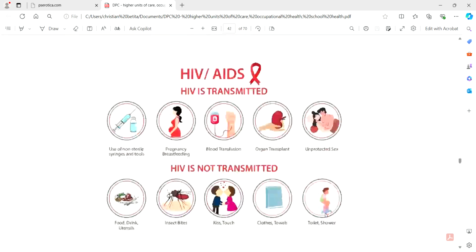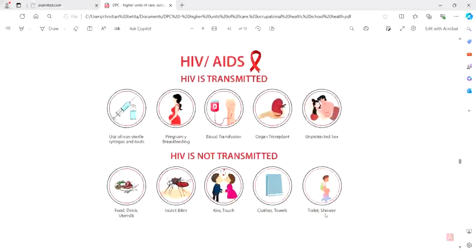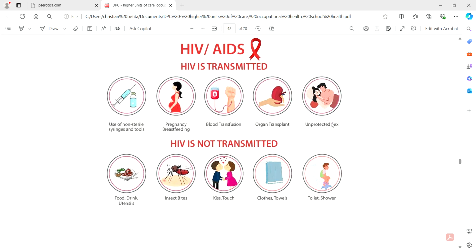All right. So HIV, this is typically transmitted through contact with bodily fluids. Like I said earlier, hepatitis B is 100 times more infective than HIV. Primarily, HIV is transmitted through the use of non-sterile syringes and tools. It can be transmitted feto-maternally, through blood transfusion, organ transplant, unprotected sex, and exposure generally to bodily fluids.